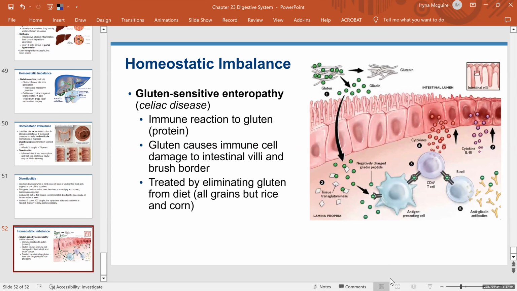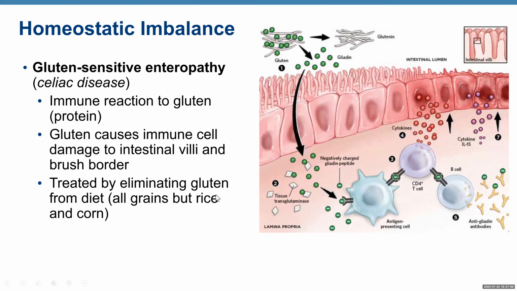And the last homeostatic imbalance that we will discuss is actually celiac disease. Now, celiac disease is gluten-sensitive enteropathy. It's when your immune system reacts to gluten, a protein that is found pretty much in all grains. Right, the only grains that do not have gluten are rice and corn.